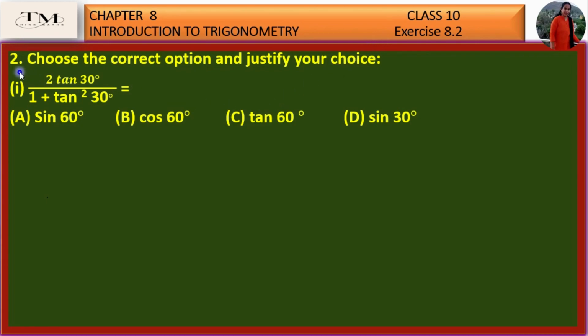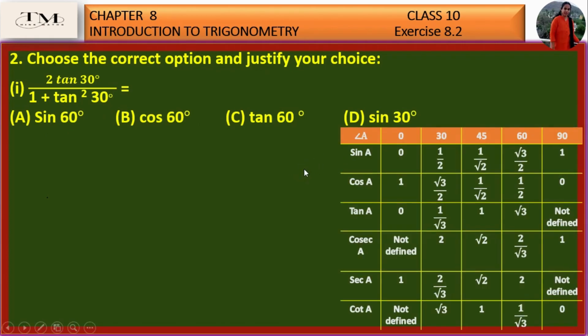Okay, children? So, question number 2: choose the correct option and justify your choice. The question is 2 tan 30 divided by 1 plus tan square 30. We have to calculate this value and check whether it matches with the options given. So what is tan 30? Do you all remember the table? Yes. Tan 30 is 1 by root 3. So let us check for what value it matches: 2 tan 30 degree divided by 1 plus tan square 30 degree.